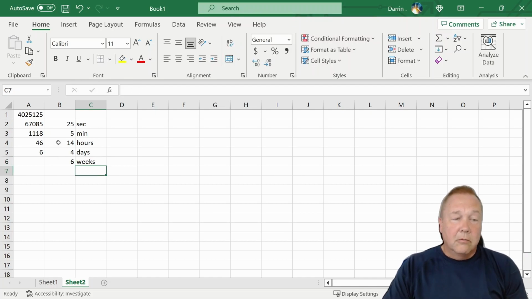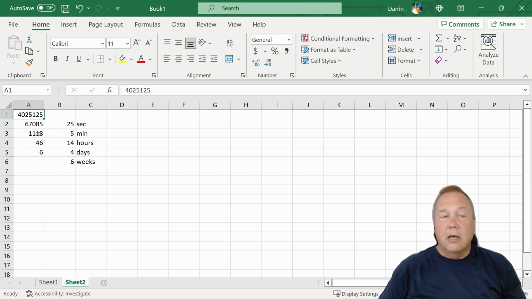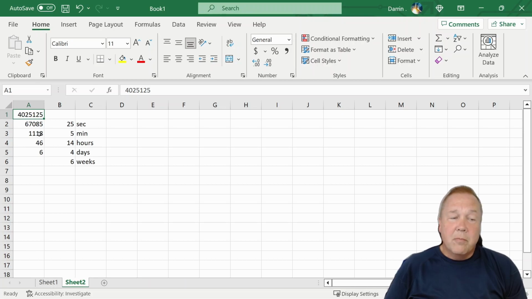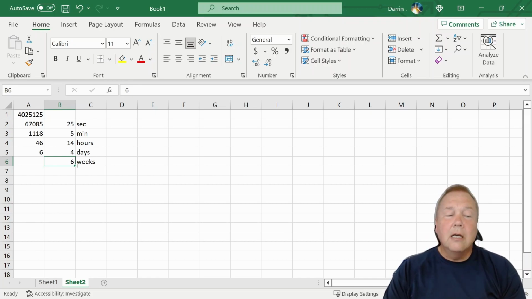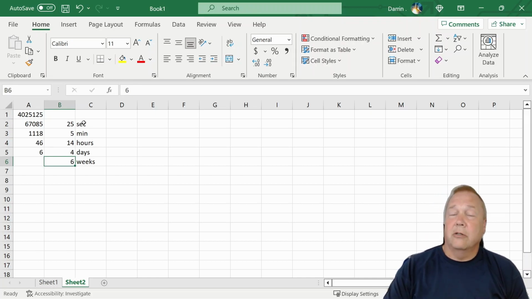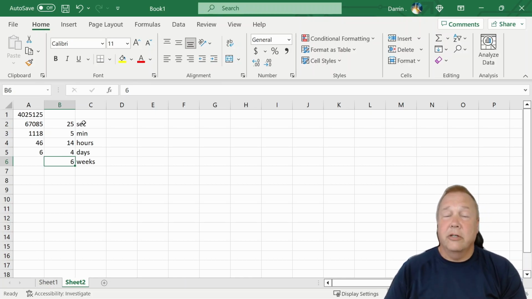So we started at this number up here, 4,025,125, and we very quickly were able to turn that into something that you and I can actually understand: 6 weeks, 4 days, 14 hours, 5 minutes, and 25 seconds. Everyone you tell 6 weeks, 4 days, 14 hours, 5 minutes, and 25 seconds is going to know exactly how long you're talking about. And no one you tell 4,025,125 seconds will have the foggiest clue whether you're talking about 2 weeks or 2 months or 2 years. So that's why you do this.